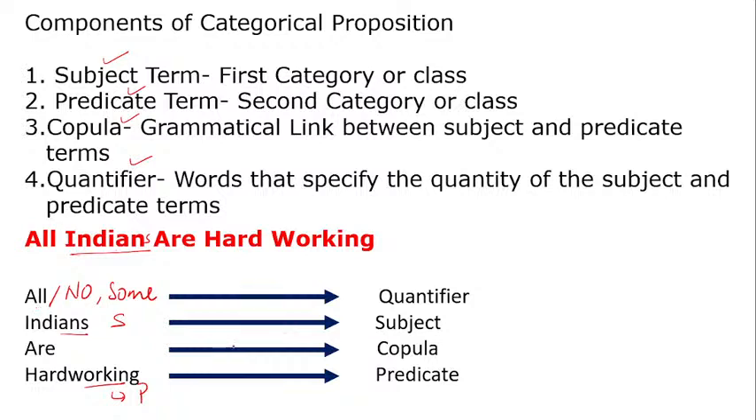What is the copula? The copula is the grammatical link between the subject and the predicate, students. For instance, here you can see are. Many times you might have seen no cats are dogs. There also, are is the copula, the grammatical link. Helping verbs, we have understood. So those are the four components.